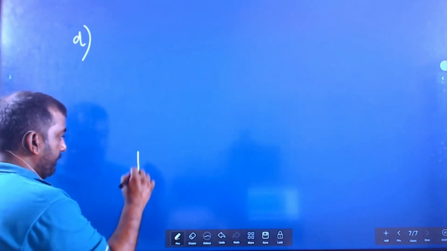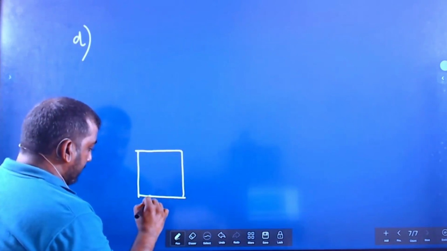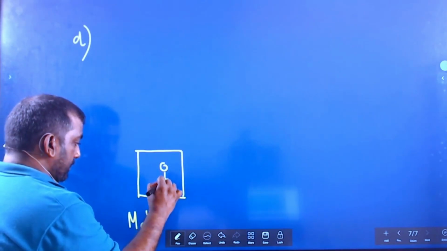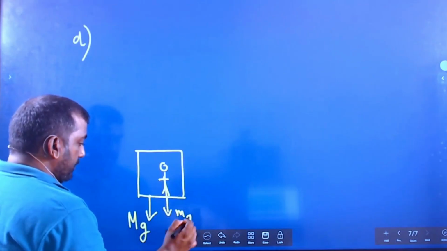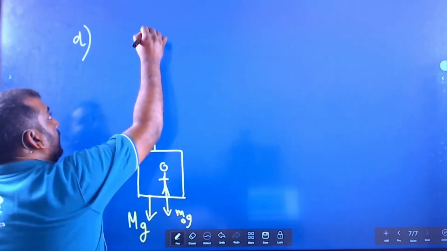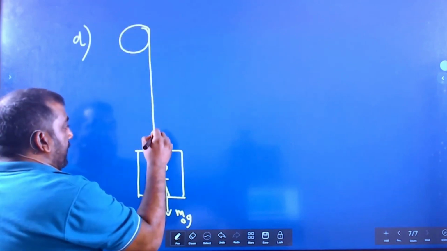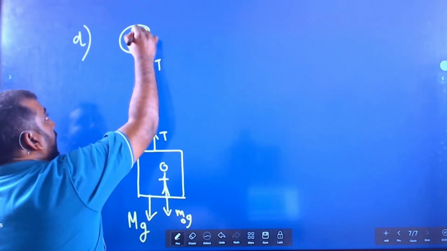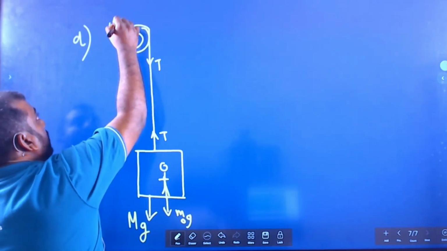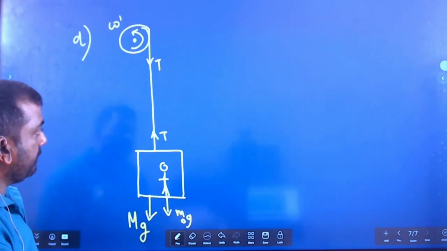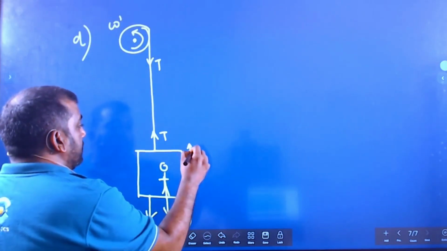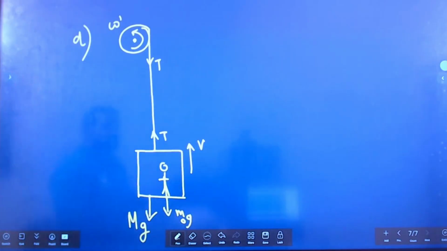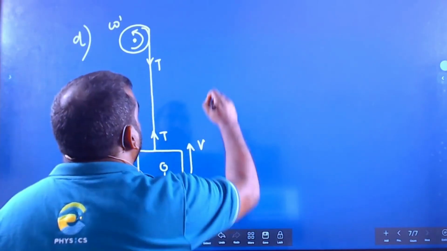Now look at the board. Now the capsule mass is capital Mg. Somebody gets in there, m0 g. A pulley is applied here, tension is there. And we are rotating this with constant angular velocity, let's say omega dash. So this is coming up with a constant velocity. What are they asking you? They are asking for the external torque applied.